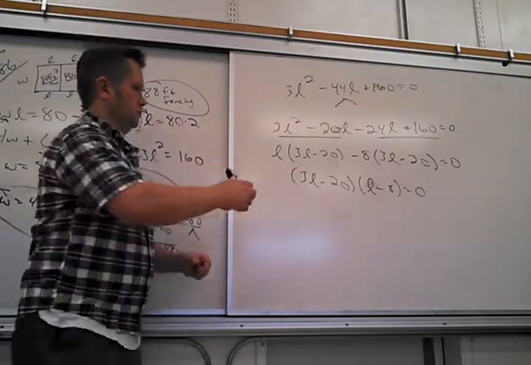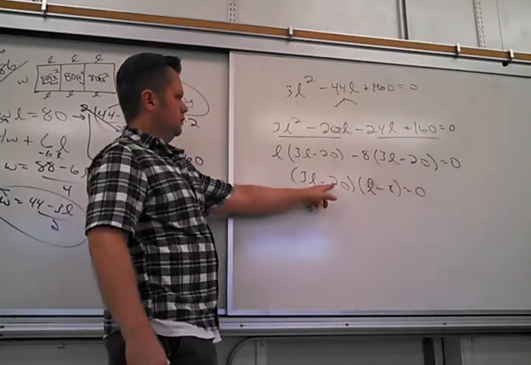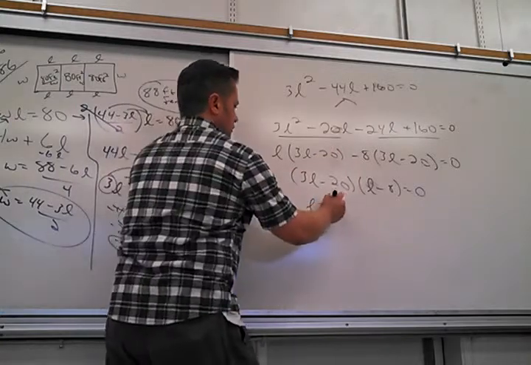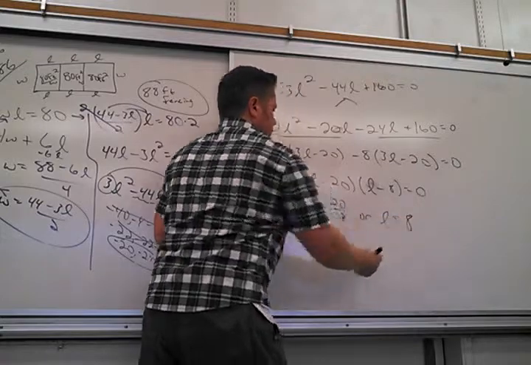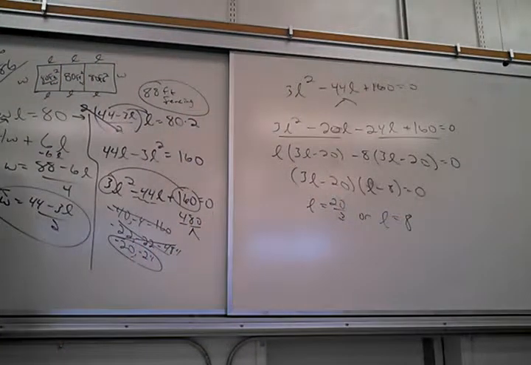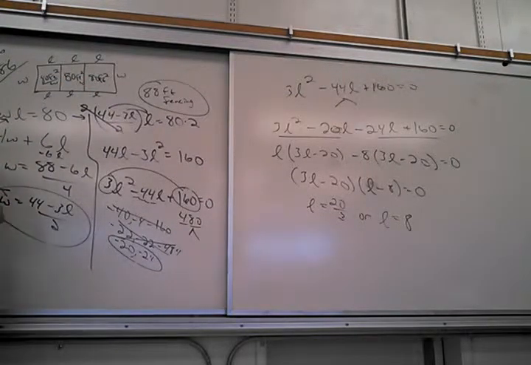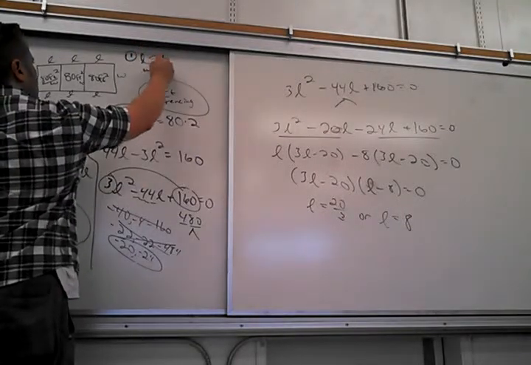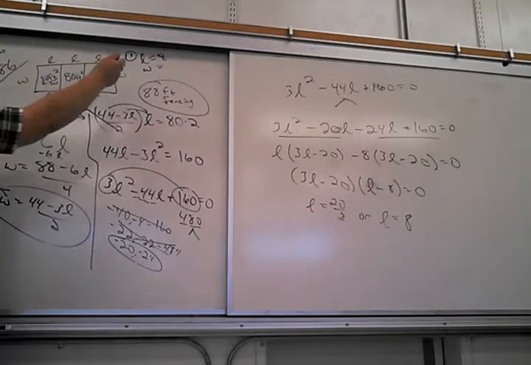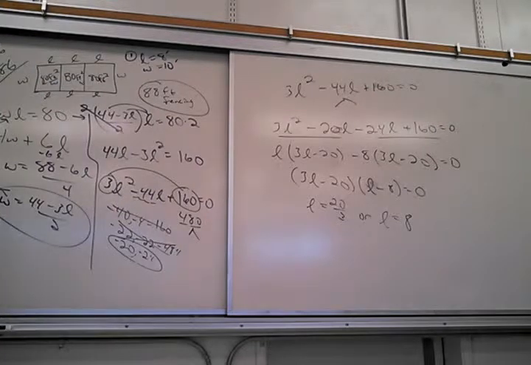Now, what's the next step here? Yeah, set them equal to 0. Add 20, divide by 3. So L is 20/3, or L is 8. Now, don't just circle that and go on. Come back to what the problem was. Well, if L is 8, one set of answers is, if L is 8, what's W got to be? 10. Cool. So L is 8 feet with 10 feet for one little plot.